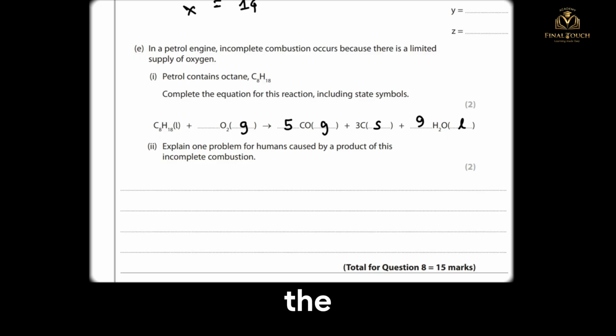Now just balance the number of oxygens. So to balance the number of oxygen, we have 5 and there is 9, that's 14, so that should be 7.